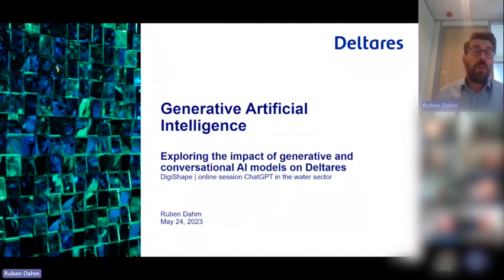So what we want to share today is in essence where Sanne left us. Sanne, in a previous presentation, said this could be a 24/7 available coworker. And then we said, okay, what would it mean if we have those available in our company? So we want to explore the impact of generative and conversational AI models for Deltaris. And while the experiment is still ongoing, I want to share some of the slides and the things that we did.